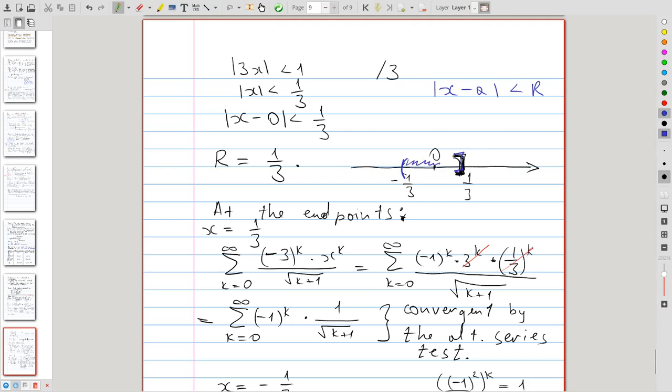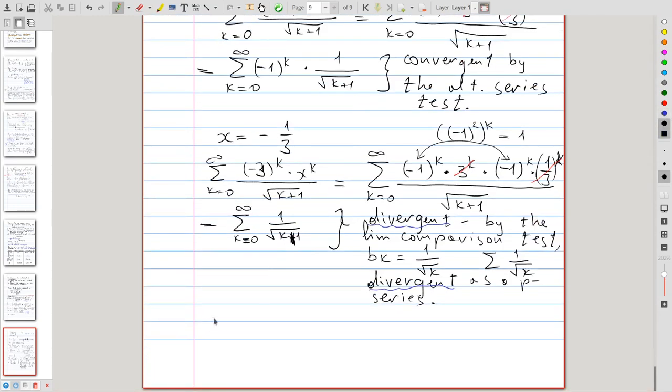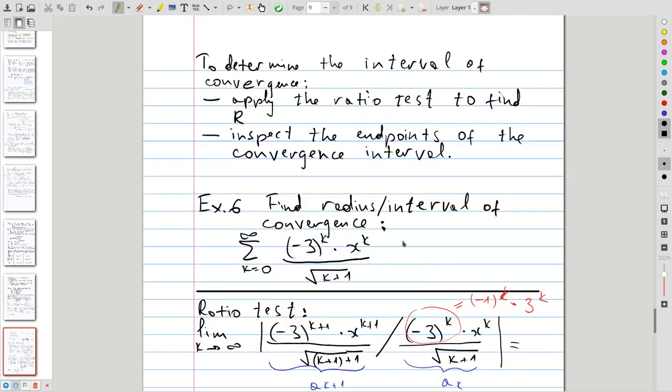And so the interval of convergence for this series has the form of the half-open interval minus 1/3, 1/3, and the radius of convergence is, of course, 1/3 as well. So this completes the answer to this question.